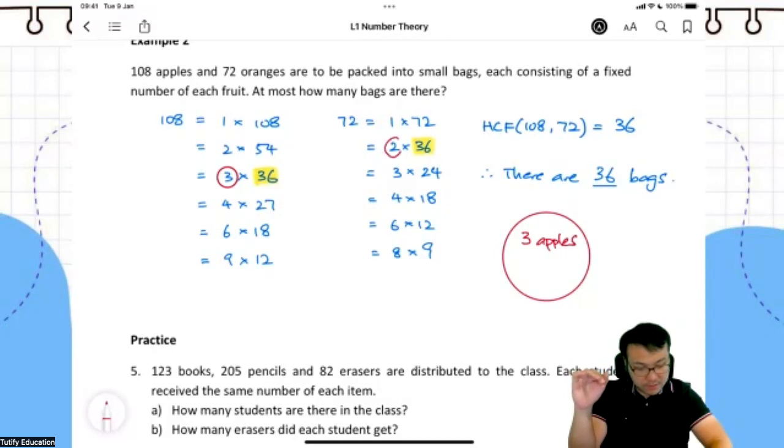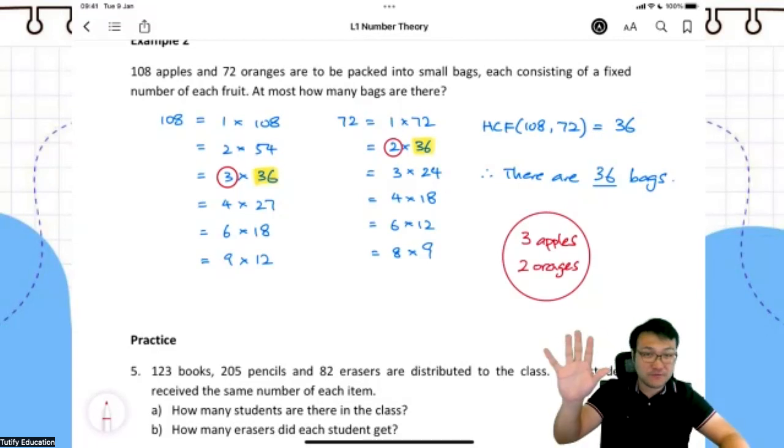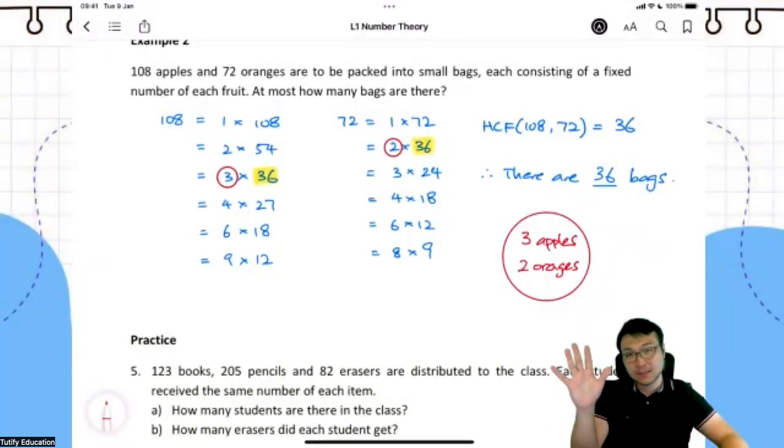Then you know that 2 times 36 is 72. So if you take the oranges and you split them into 36 bags, that means you will have 2 oranges in each bag. Therefore, every bag contains 5 pieces of fruit, which includes 3 apples and 2 oranges in every bag. Any questions, students?